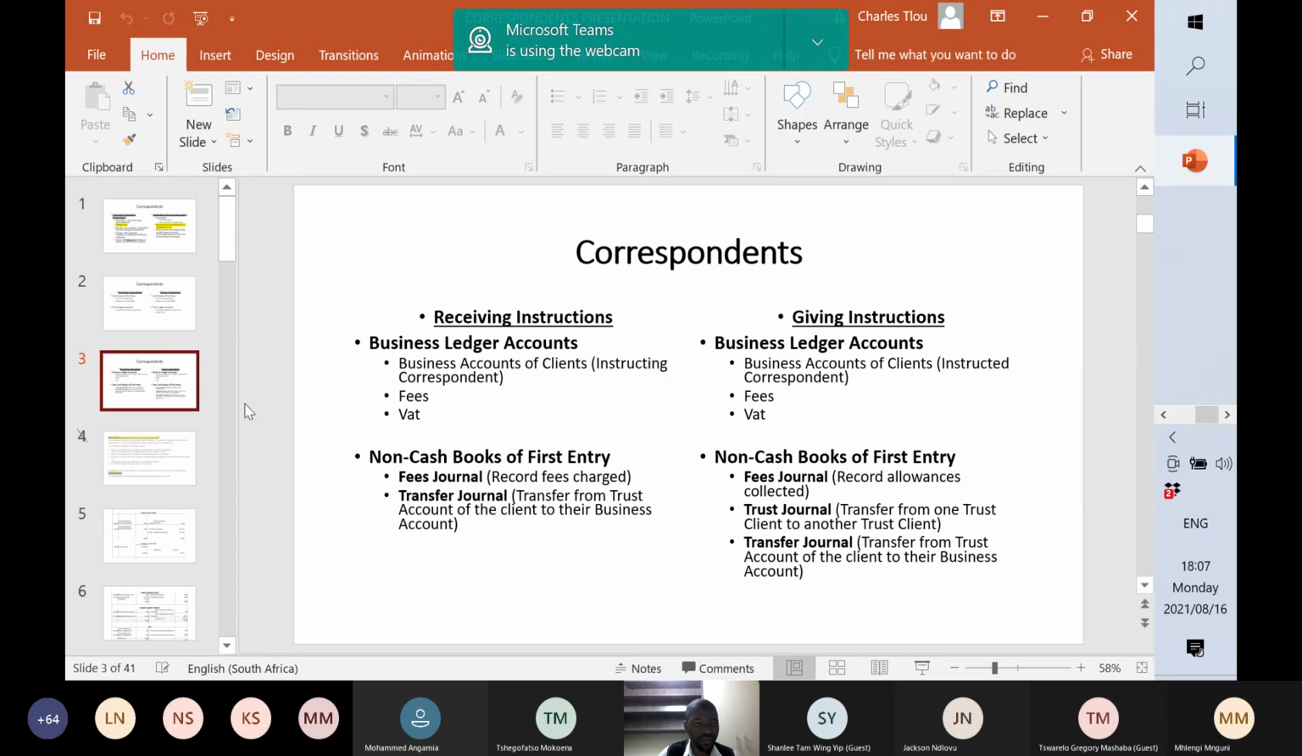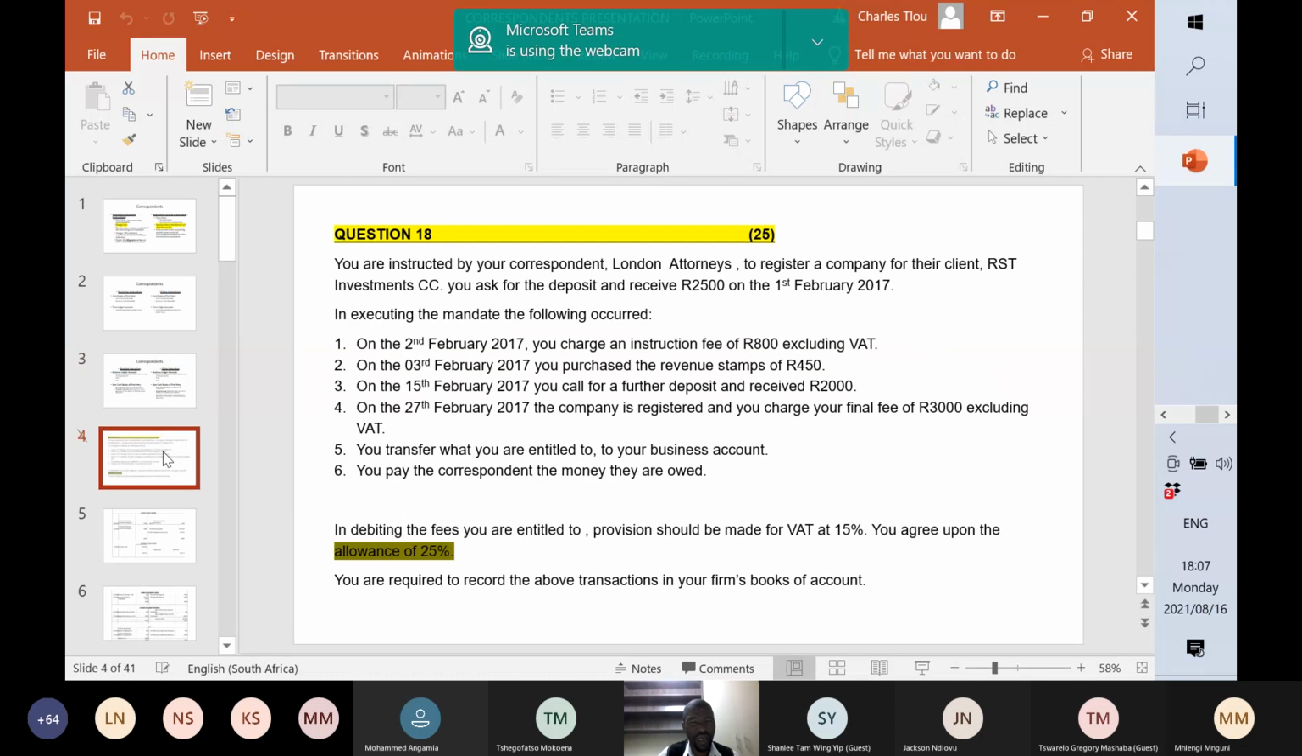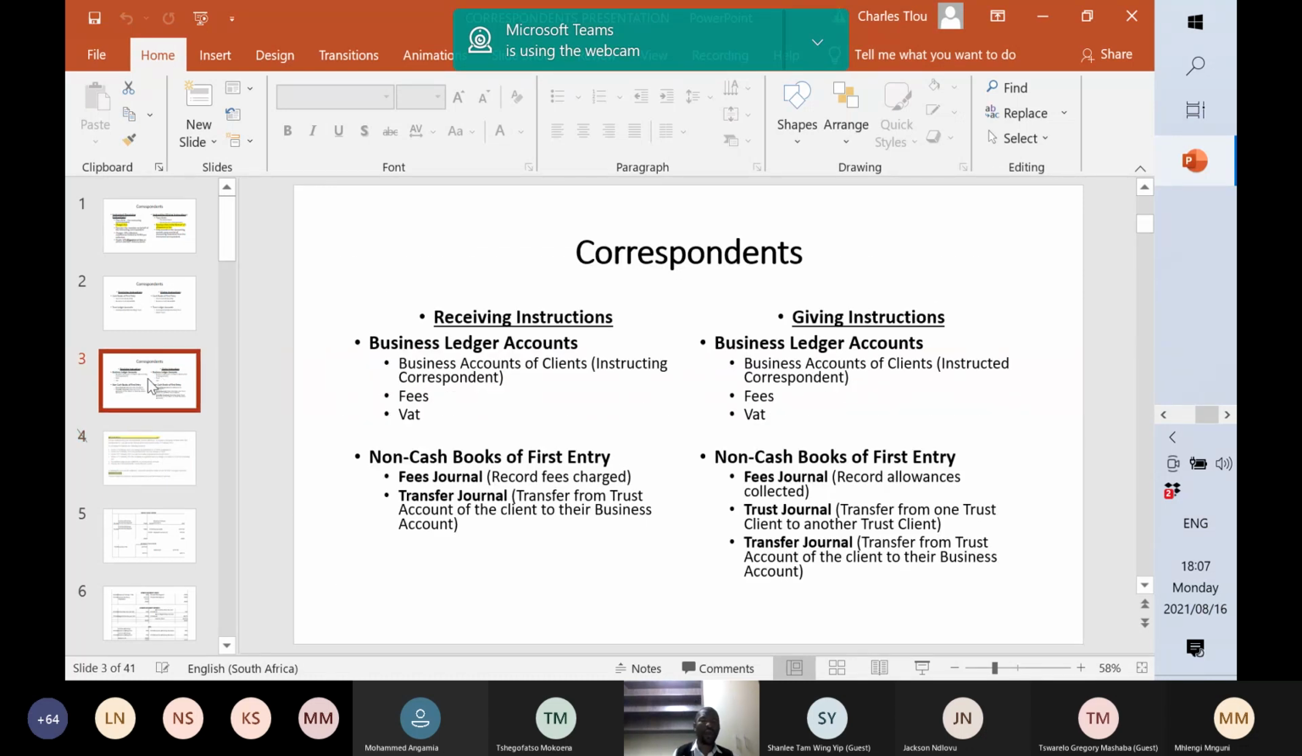Therefore, you need to make sure that you understand when you are dealing with a correspondent in respect of the receiving of instructions and when you are working with the giving of instructions. Giving instruction is not a problem. Business ledger, business account of a client, instructed correspondent, and there's a fee and your VAT. Non-cash books of first entry, there's a fee journal, a trust journal and a transfer journal. Those are the different types of journals that you will find in those different books, depending on which book you are working on.